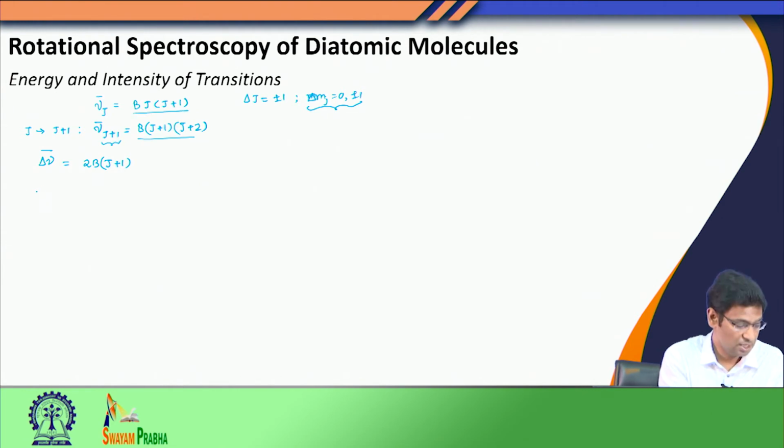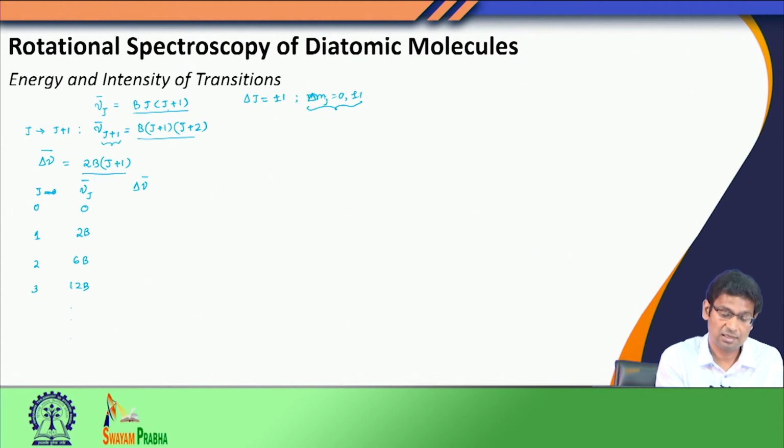Now let us see, if my j is 0, what about nu bar j? If j is 0, the energy of that particular state becomes 0. If j is 1, the energy becomes 1 into j plus 1, which is 2 b. If j is 2, the energy becomes 2 into 3, 6 b. If j is 3, the energy becomes 3 into 4, 12 b, and so on and so forth. What about delta nu?